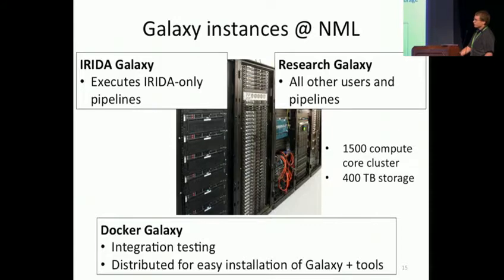But we also have another research-oriented Galaxy, which is kept a bit more up to date with the latest Galaxy. And this one is where all of our users are able to log into and run their own custom pipelines. And both of these submit to the same compute cluster. And in addition, we also use Docker Galaxy. Over the last year, we've integrated Docker Galaxy into our code base for integration testing. But we also have a Dockerized version of all of our tools and Galaxy available for those who want to quickly start up a Galaxy-based compute engine for IRIDA.